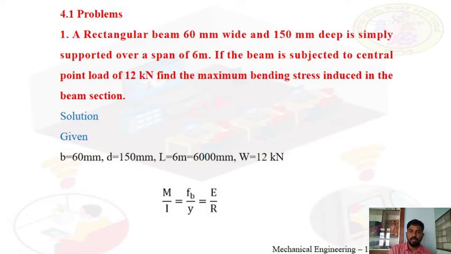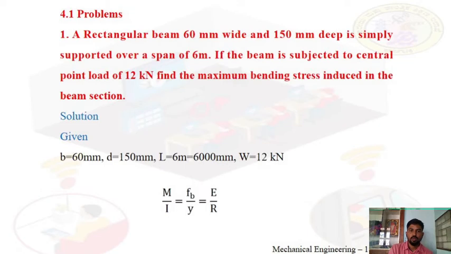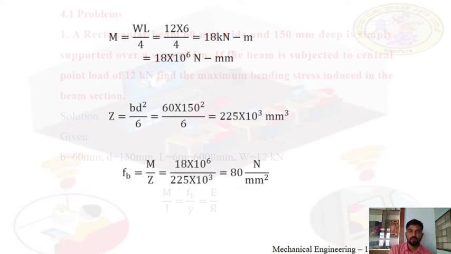So write a formula immediately. M by I is equal to FB by Y is equal to E by R. Here Young's modulus and radius of curvature is not given, so ignore E by R. Take only two formula like M by I is equal to FB by Y.